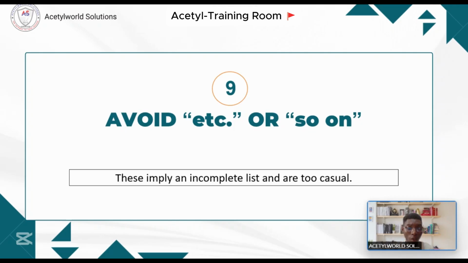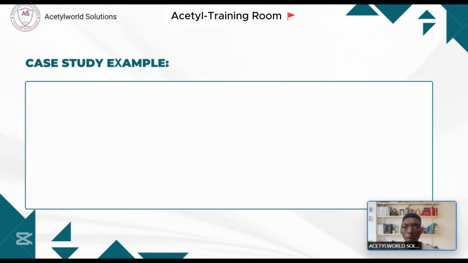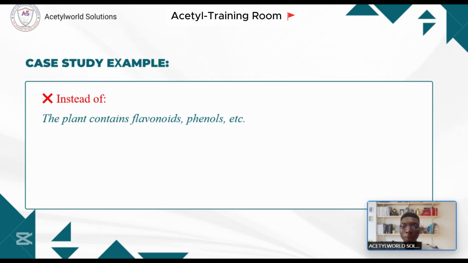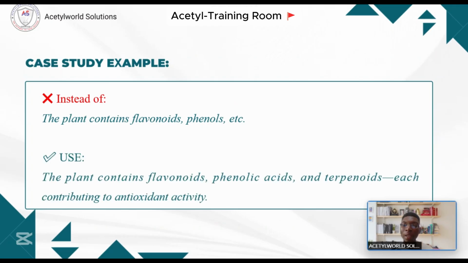You need to tell us. It doesn't make sense that you are doing a research and you are still keeping some information away from us, because that's what it means. Saying and so on, etc. looks too casual. It looks like you are just trying to communicate with your friend, or maybe trying to write one or two things to someone, not academic writing. Like instead of saying the plant contains flavonoids, phenols, etc., use: the plant contains flavonoids, phenolic acids, and terpenoids, each contributing to antioxidant activity.